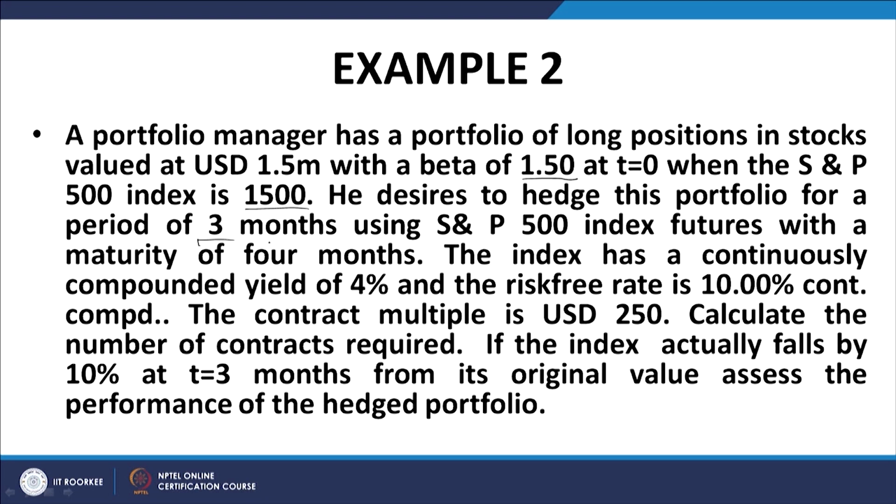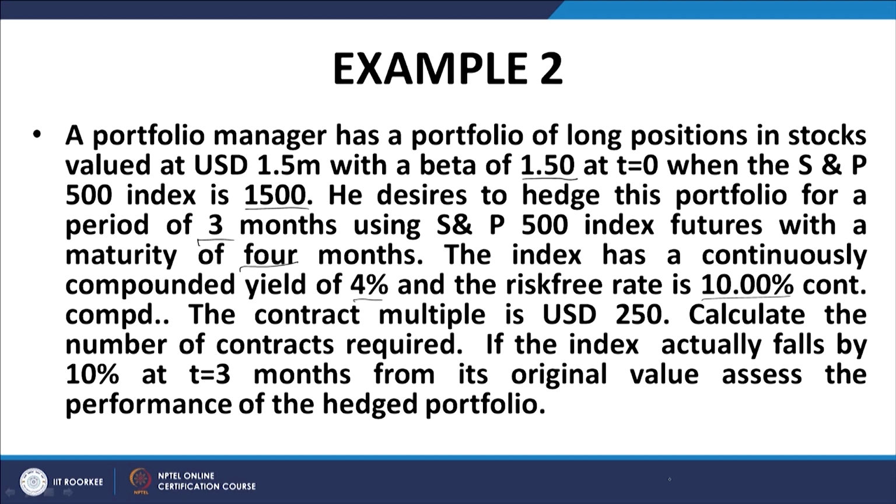using S&P 500 index futures with a maturity of 4 months. As I mentioned, it need not necessarily be that our hedge period be coincident with the maturity of the futures, it can always be less than that. The index has a continuous compounded yield of 4% and the risk free rate is 10%, also continuous compounded. The contract multiple is 250, this is Z. Calculate the number of contracts, number 1, and then he says if the index actually falls by 10% at the end of 3 months, which is our hedge period.